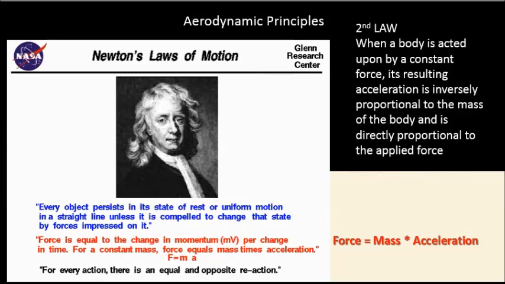The second one is a little bit weird. Force is equal to change in momentum per change in time. For constant mass, force equals mass times acceleration. And that's just expressed in a formula in red on the main. F equals ma. Force equals mass times acceleration. That is basically what this law is saying.